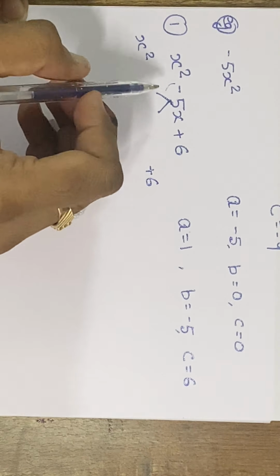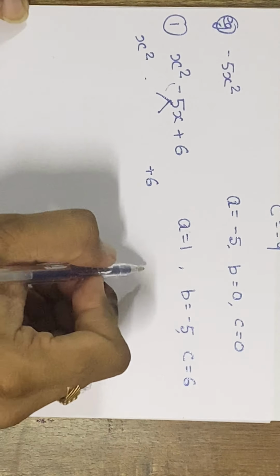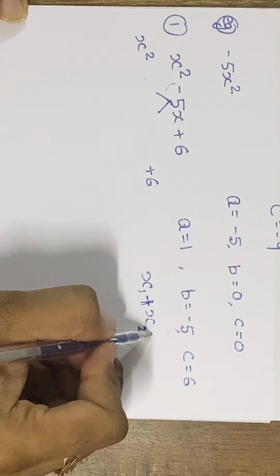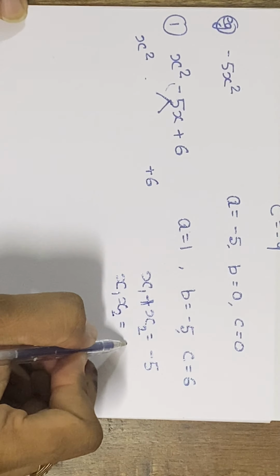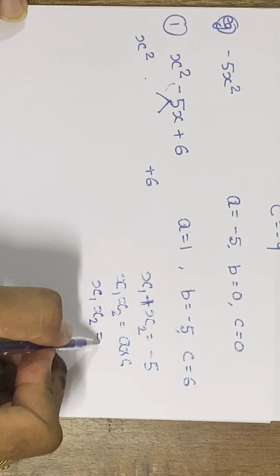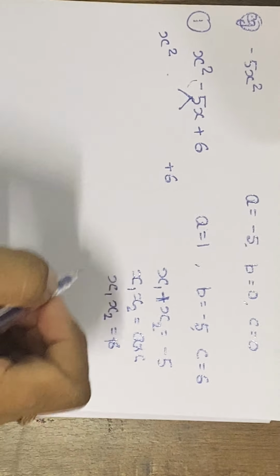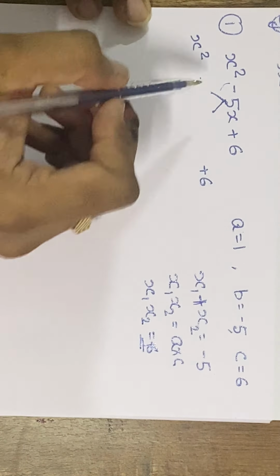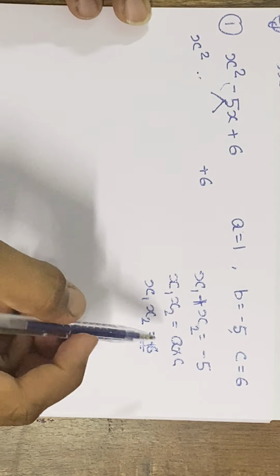Now remember, it should be split in such a way that the two numbers, suppose they are x1 and x2, when you add them, it should become b, which is minus 5, and when you multiply them, it should become a into c. A into c, in this case, is 6. Now 6 means plus 6. Look here. I know that I have to get a plus in the product side. It means either both numbers will be plus or both numbers will be minus. Then only I can get a plus in the product.